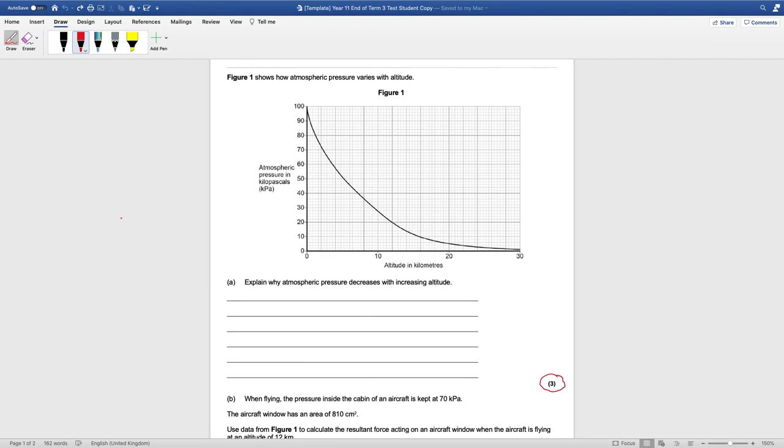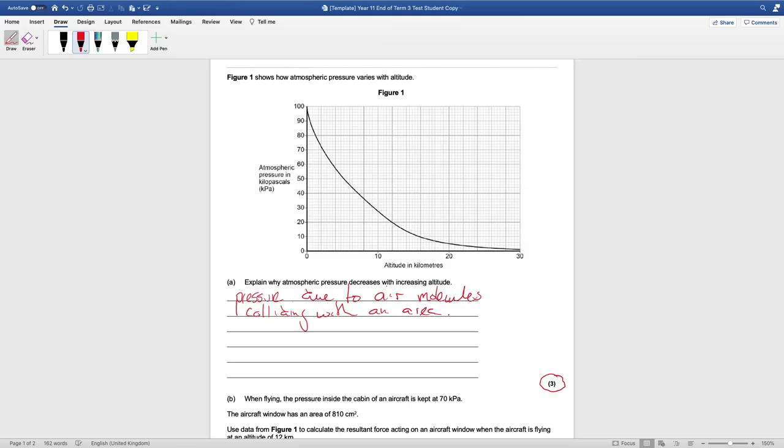So, first point, the pressure is due to air or gas molecules or particles colliding with the surface, with an area, let's say.